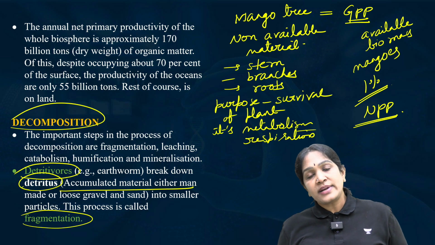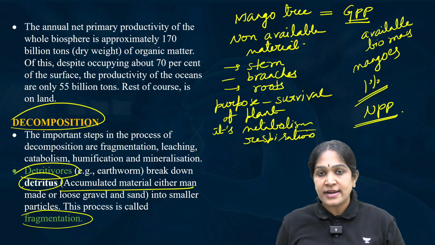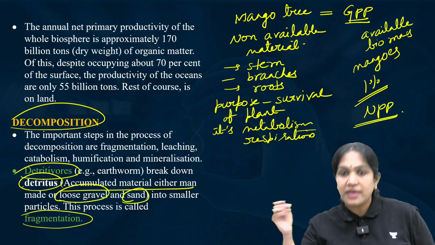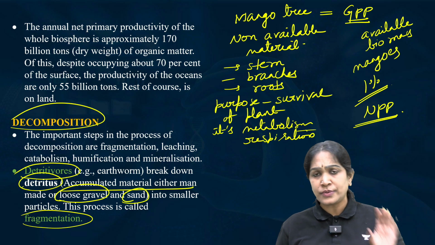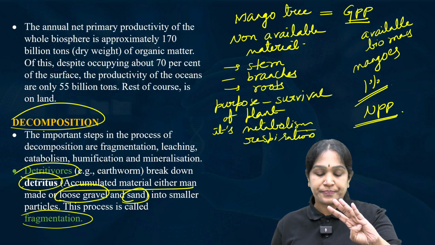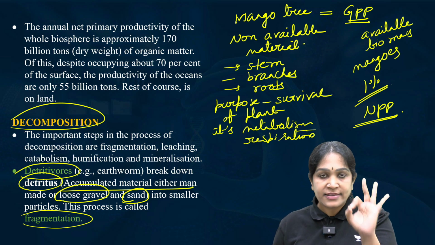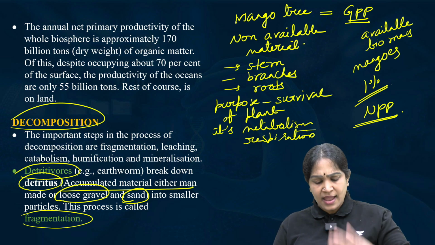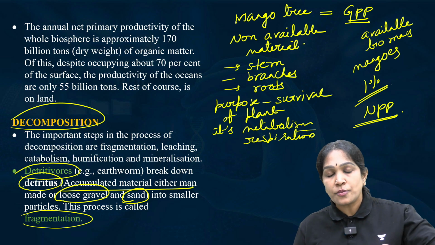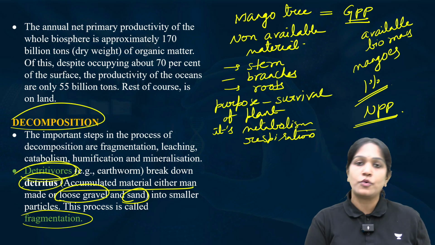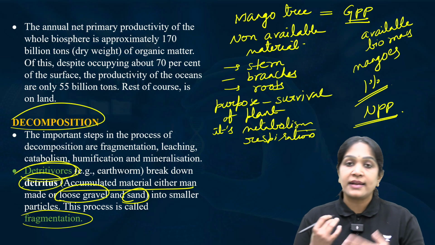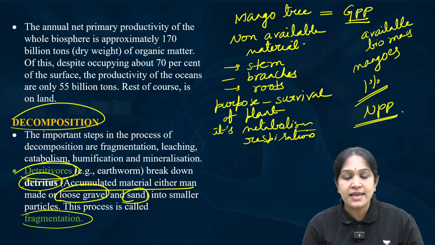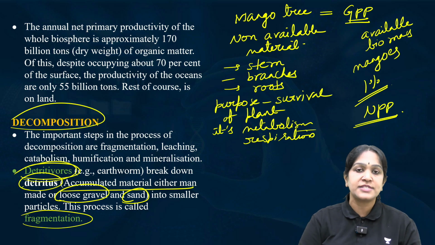Is there a rule that only organic material should be called detritus? No. Even loose gravel and sand can also be called detritus. So detritus means either organic material or even the soil and loose gravel. It is the accumulated material. And the organisms that consume the detritus are called detritivores. Detritivore is another name for the decomposers. These detritivores perform the process called decomposition, as we already understood.